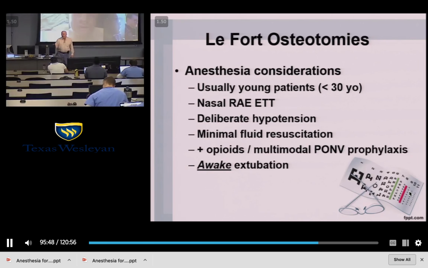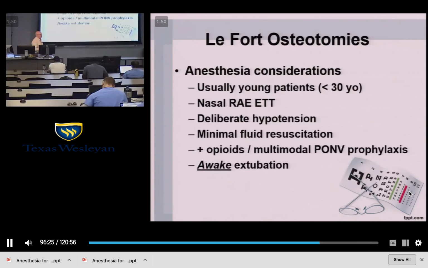All right, so let's talk about what we do for it. Typically, these patients are younger than 30 years old. But I'll tell you, not long ago, somebody was doing anesthesia and had a patient that was actually an oral maxillofacial surgeon himself, and he was in his 40s. He was having a Le Fort 1 done and so on. These patients typically need a nasal RAE tube placed, but there's one particular OMF here in town that doesn't like a nasal RAE placed. He wants a straight tube in there. So it just varies depending on who you're working with.